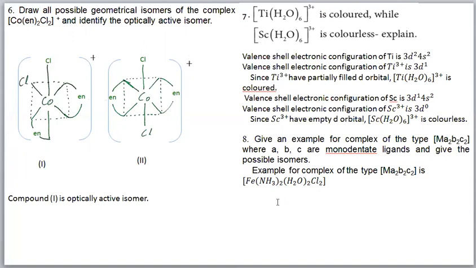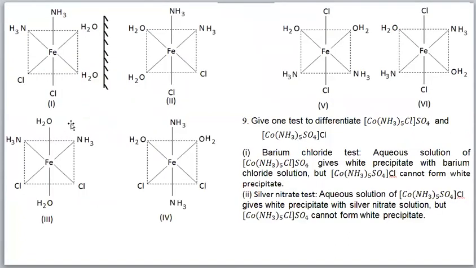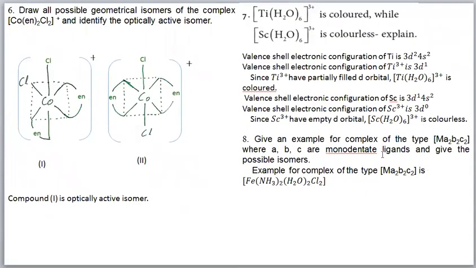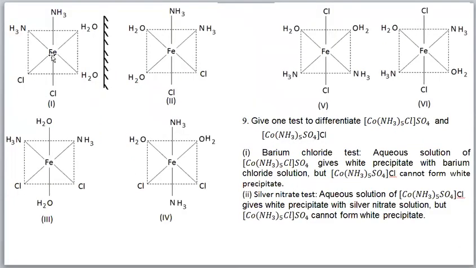Then the next option: the 2 NH3 at trans position, others are cis position, third isomer. Then 2 H2O in trans position, other 2 are in cis position. Then the 2 Cl are in trans position, others are in cis position. Only these isomers. Possible isomers means we have to write geometrical and optical isomers. Now here NH3 is cis, H2O is cis, Cl is also cis, all are in cis position.